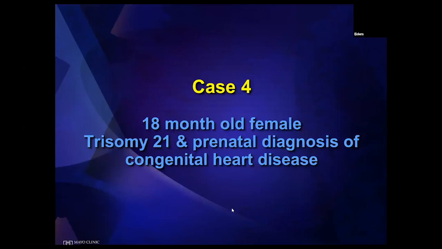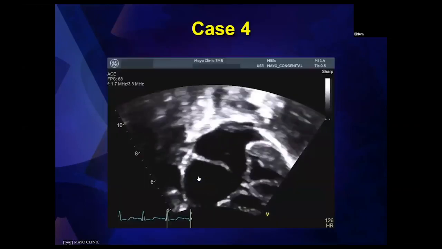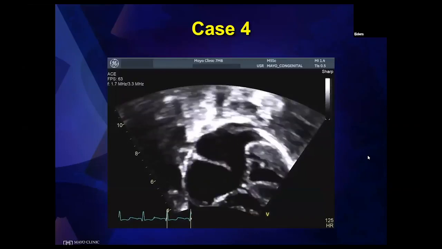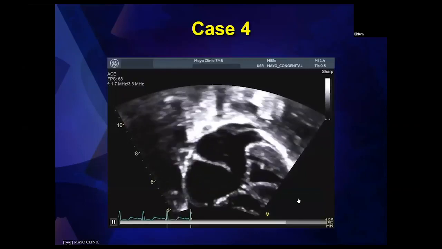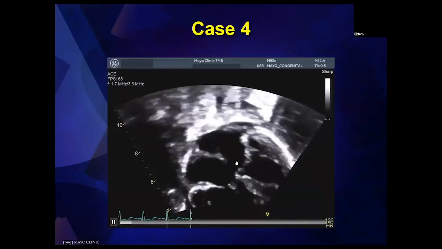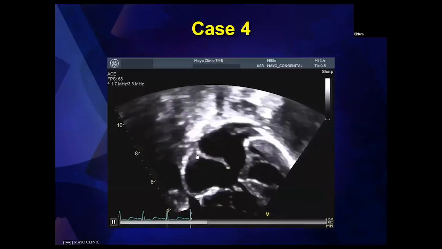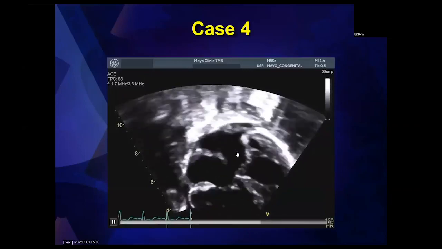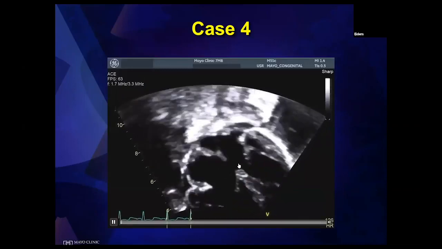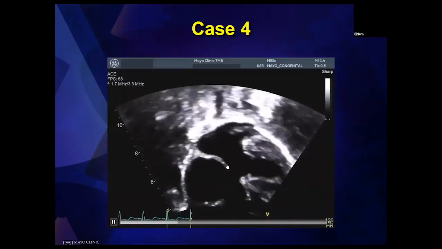All right, so moving on. This is an 18-month-old female with Down syndrome or trisomy 21 and a prenatal diagnosis of congenital heart disease. So again, we're starting in the subcostal imaging plane. We see the right atrium here, the left atrium here. Here's the atrial septum. We see a defect here, which we now know is a primum atrial septal defect.